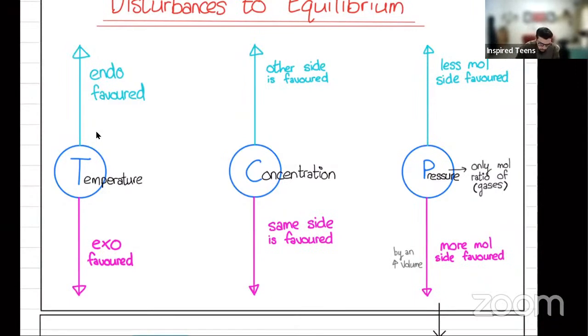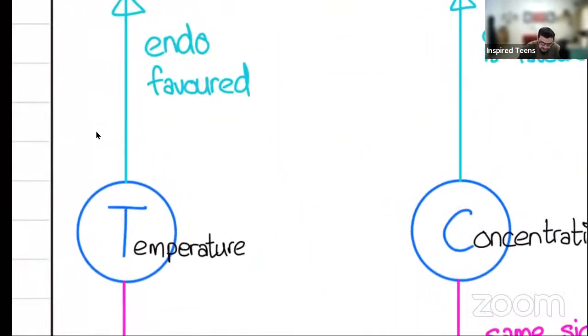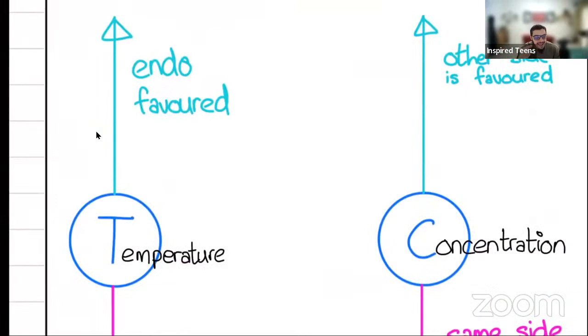Okay, so what happens when temperature is increased? The endothermic reaction is favored. Okay, and a quick thing to remember why the endothermic reaction is favored. This "endo favored" is just a shortcut of remembering it. Remember, when we increase temperature, why do we favor the endothermic? Because the endothermic reaction actually absorbs heat.